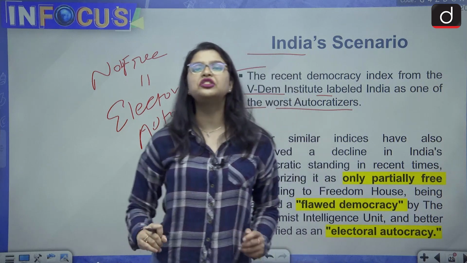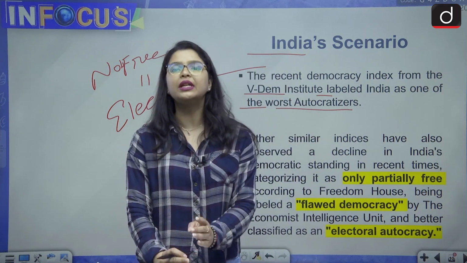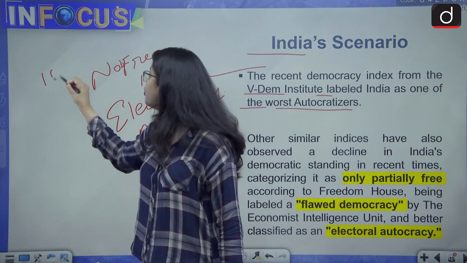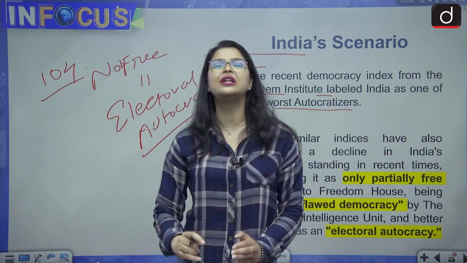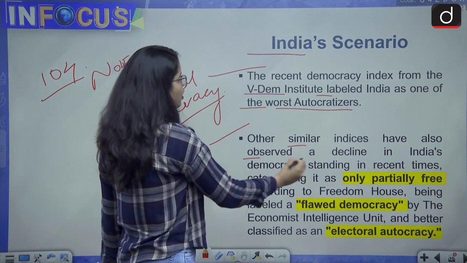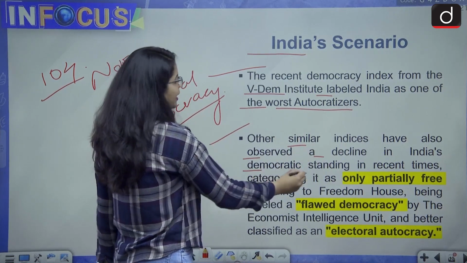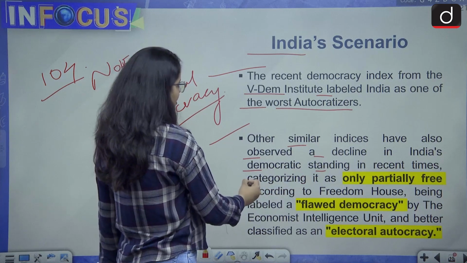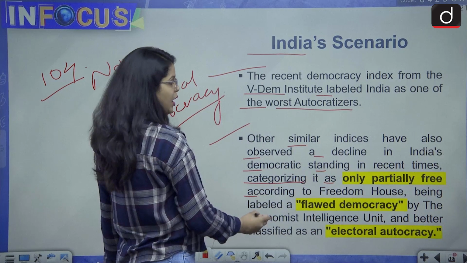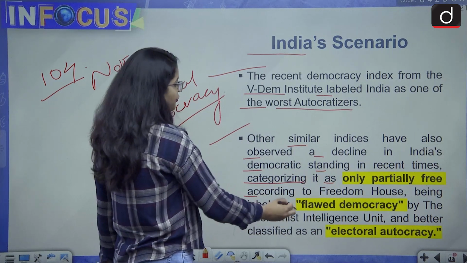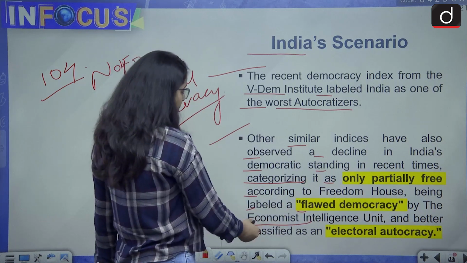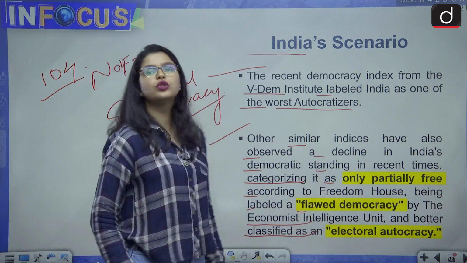And as I have mentioned, this year in 2024, India's rank has slipped further to 104 on the Liberal Democracy Index. Other similar indices have also observed a decline in India's democratic standing in recent times, categorizing it as only partially free according to Freedom House, being labeled as a flawed democracy by the Economist Intelligence Unit and better classified as an electoral autocracy.